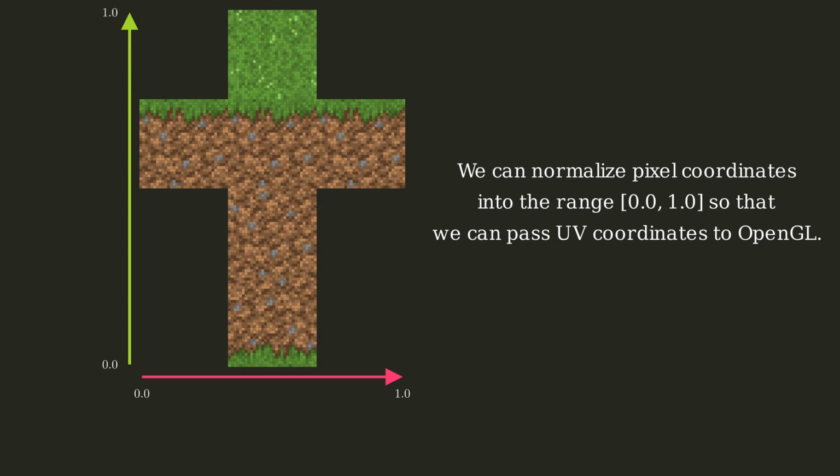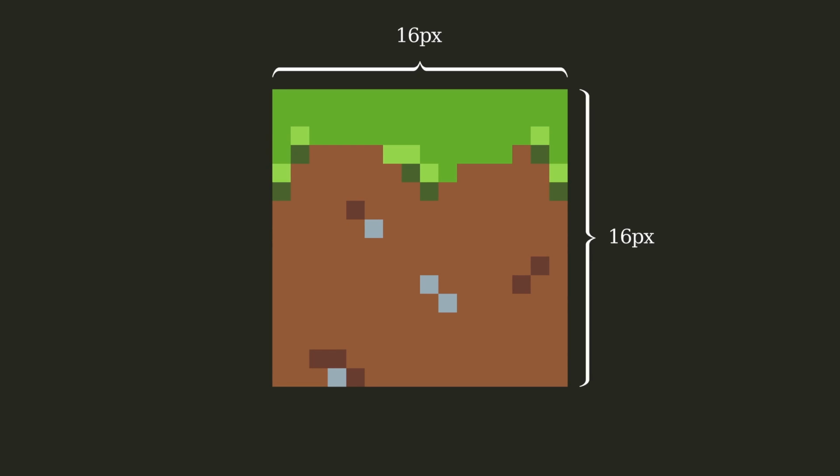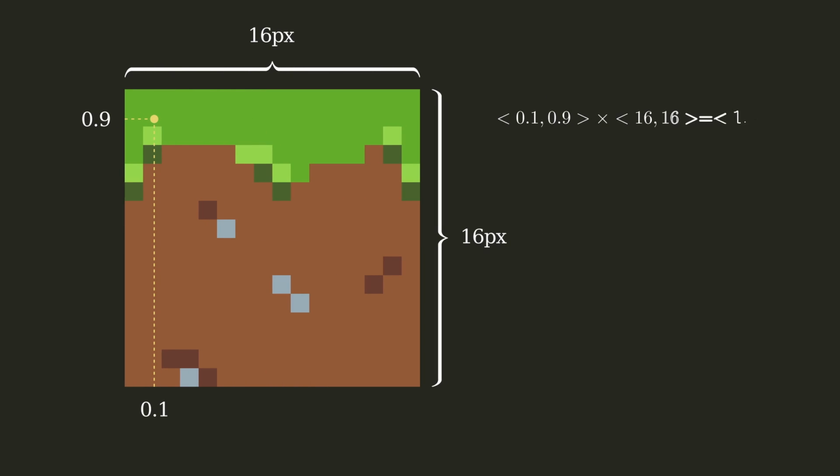For example, let's say that the size of the texture is 16 by 16 pixels. Then let's say we want to sample the normalized coordinate 0.1, 0.9. If we multiply each dimension by the normalized coordinate, we get the exact pixel coordinate that we're looking for.